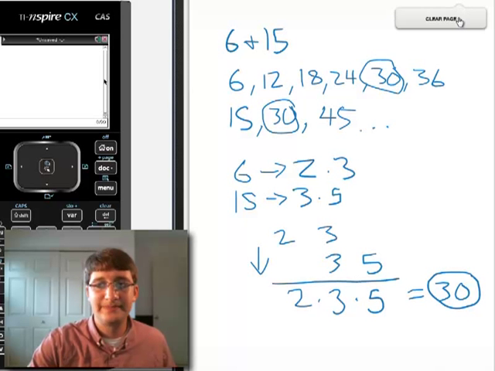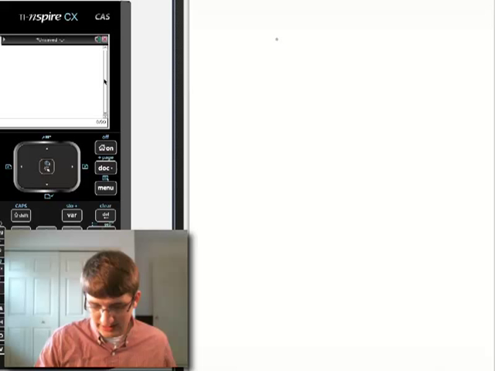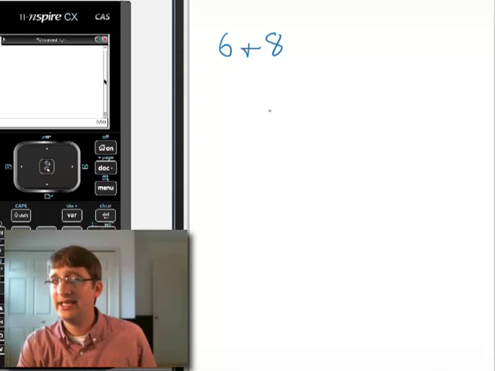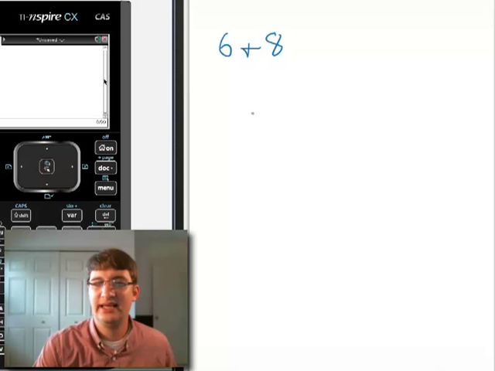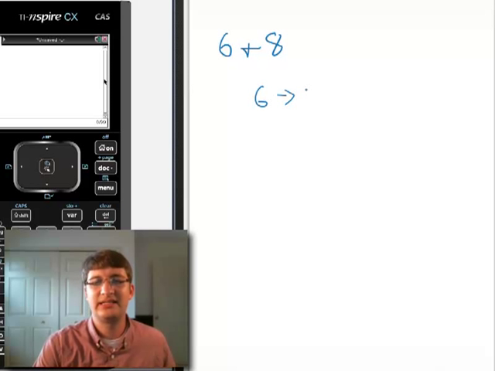So let me clear the page, and let's try another problem. All right, so let's go ahead and look at 6 and 8, okay? So 6 and 8. I'm going to show you this trick again to see if we can figure out the common multiples of 6 and 8. So let's again start with 6. The prime factorization of 6 is just 2 times 3, which is what we did before. 8 we haven't done yet, so let's go ahead and try it.